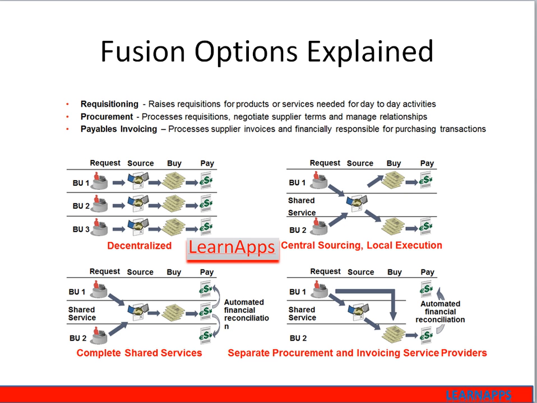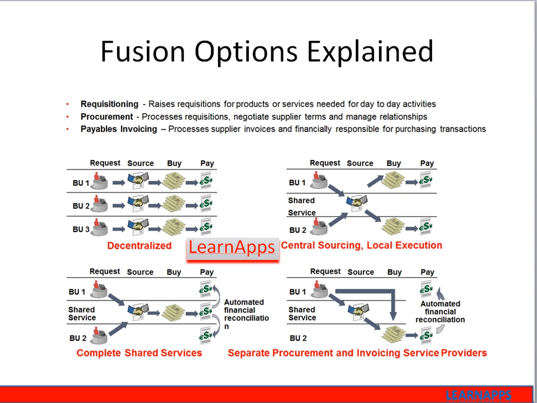It will create a lot of wanted or unwanted intercompany transactions, so care must be taken before we get into conclusions. It depends on our service delivery model, how the client wants to have a future service delivery model. And the last one is where we can have a separate procurement, invoicing, and service provider kind of relationship. Business unit 1 will request, it will be sourced by shared services, and it will be paid by business unit 2, where the system will automatically create financial transactions.